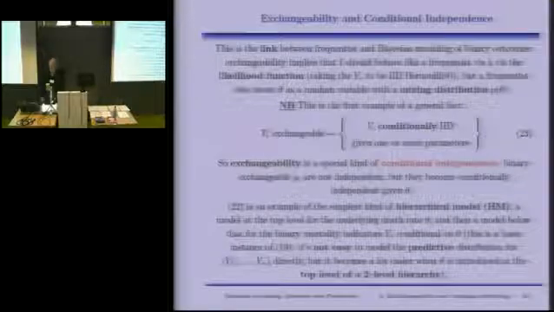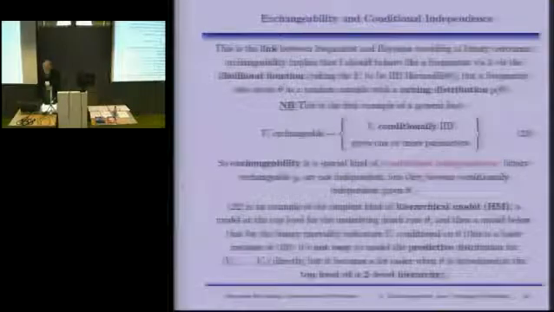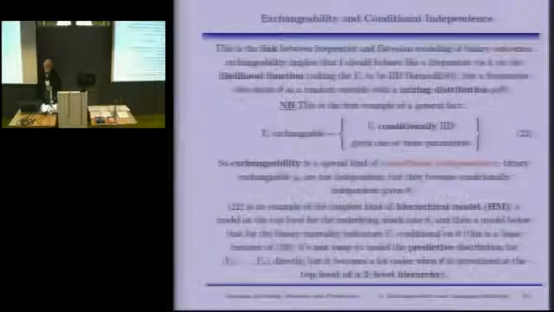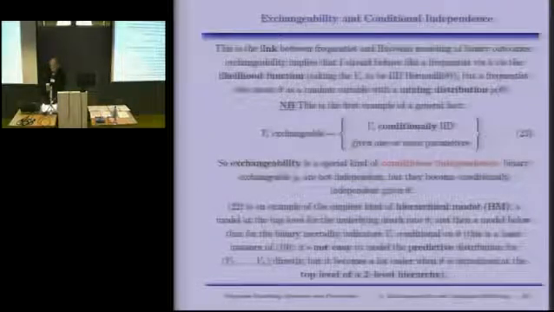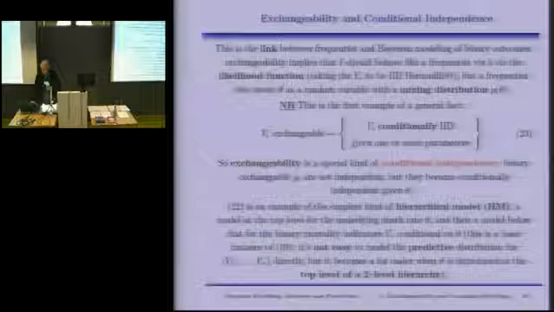Exchangeability implies that I should behave like a frequentist as far as the likelihood function or sampling distribution is concerned, taking the yi's to be IID Bernoulli theta. But you have to be like a frequentist who treats theta as a random variable with a mixing distribution p of theta that can be thought of as the prior. That's where you bring in the external information. And this becomes the first example we will see over and over again of a general fact that exchangeability by itself does not imply IID, but it's equivalent often to conditional IID.